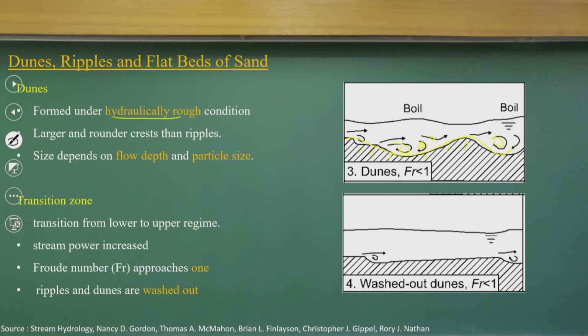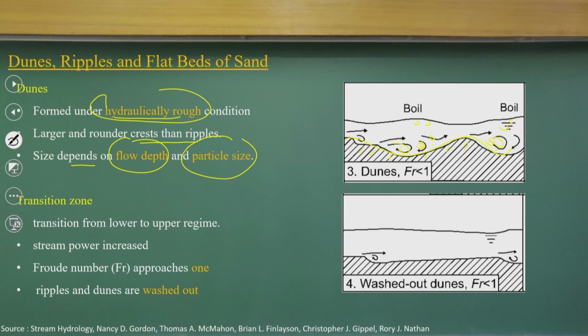That is, hydraulically rough conditions will prevail, and the larger, rounder-crested ripples form; their size depends upon the flow depth and the particle size. It also depends upon the flow depth, and because of these sand dome formations, there will be boils and vertical vortex presence.